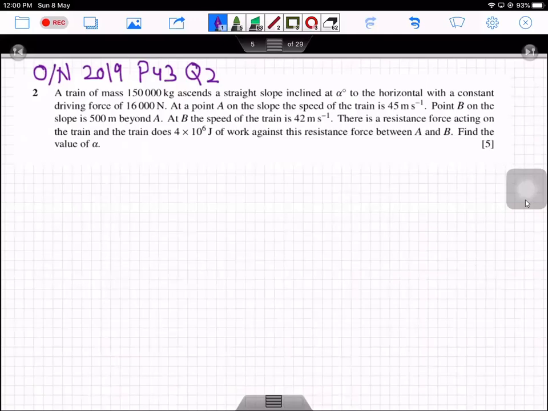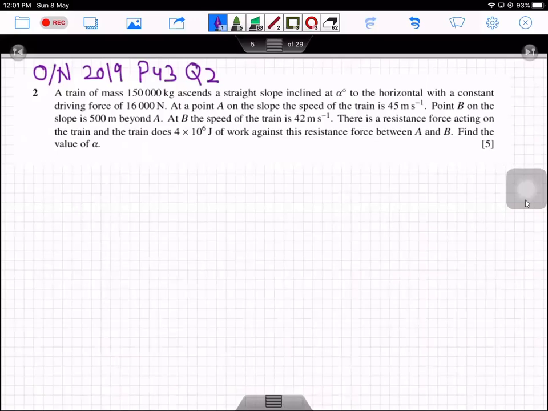October-November 2019, paper 43, question number 2, Mechanics 9709. The topic is work, energy, and power. But in this question specifically, the power is not required. So this is related to the work energy equation, the law of conservation of energy.